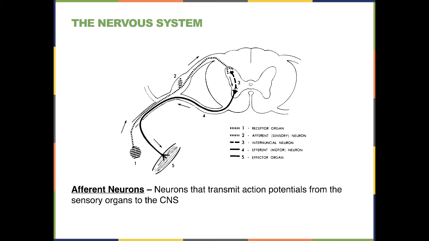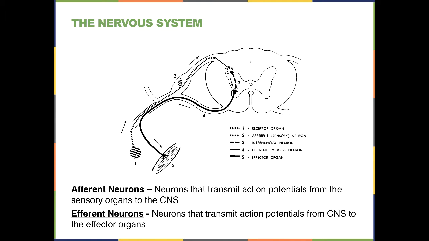Number 2 is the tract of the afferent neuron, which carries the impulse from the sensory organ, let's say the eye, back to the spinal cord. And so these are always done by a particular type of neuron called an afferent neuron.